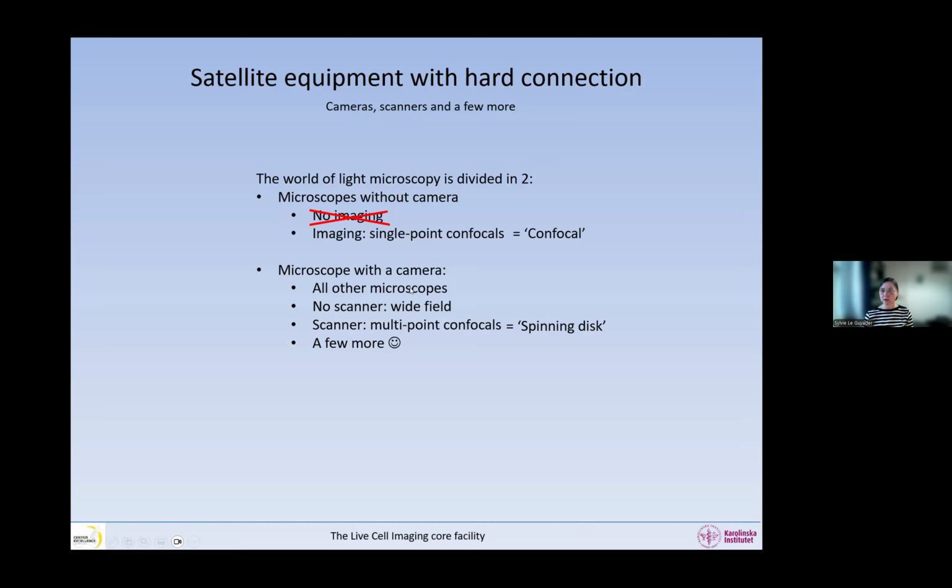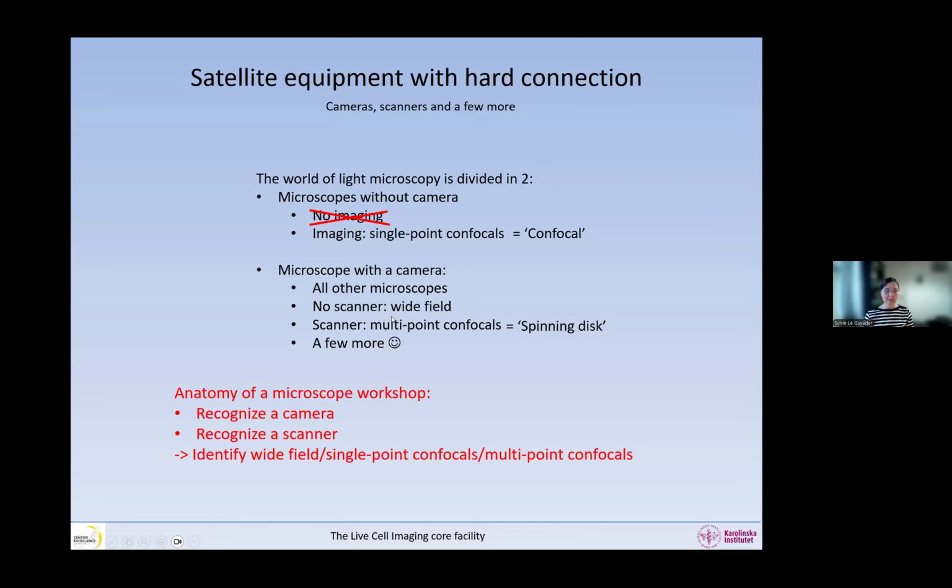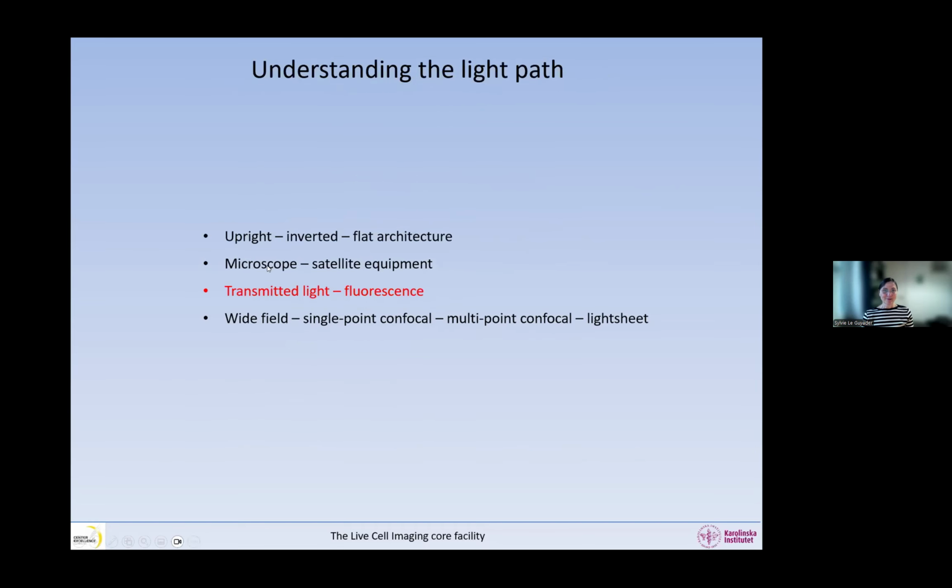Do you have a camera or not? And if you have a camera, do you have a scanner or not? So it's not super complicated. So we're going to learn how to recognize a camera, how to recognize a scanner. This is for this afternoon. And then this way you will be able to identify, by just looking at a microscope, any microscope that you have never seen before, if it's a wide field system, or if it's a single point confocal, or if it's a multi-point confocal. Okay, so good. So that is the fun for this afternoon.